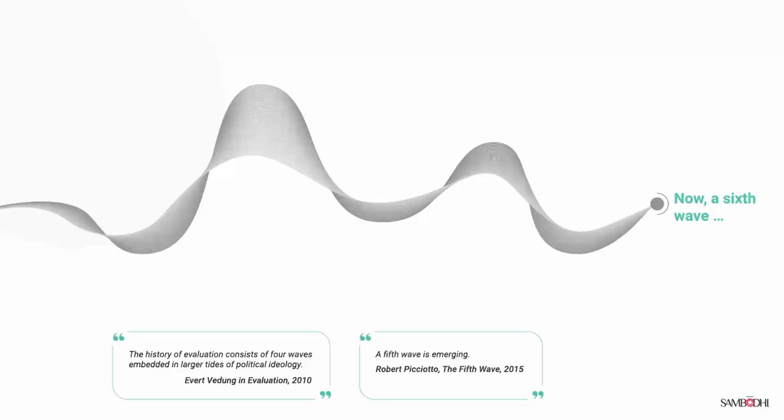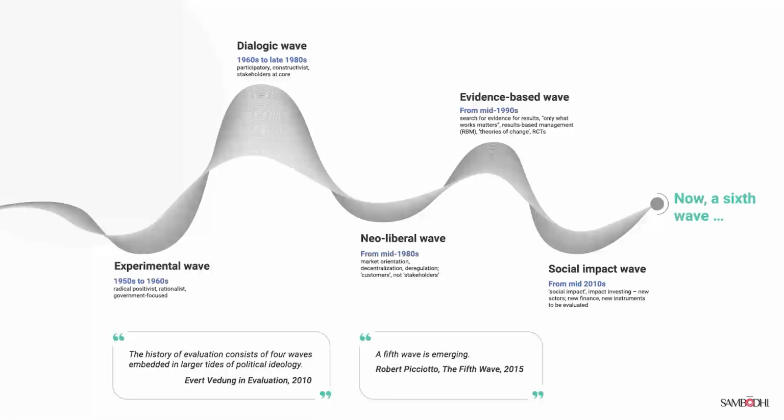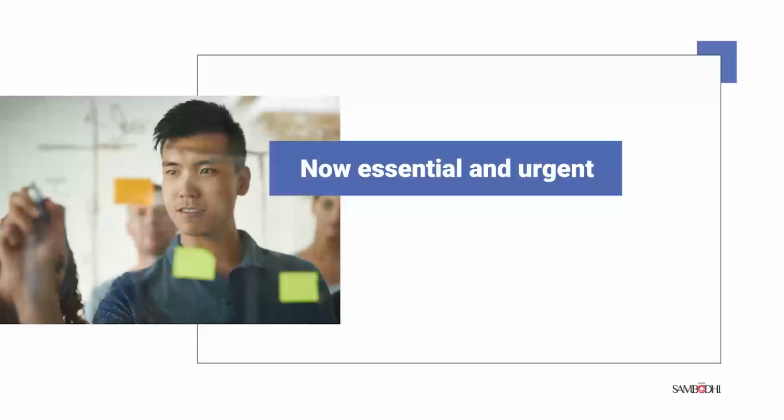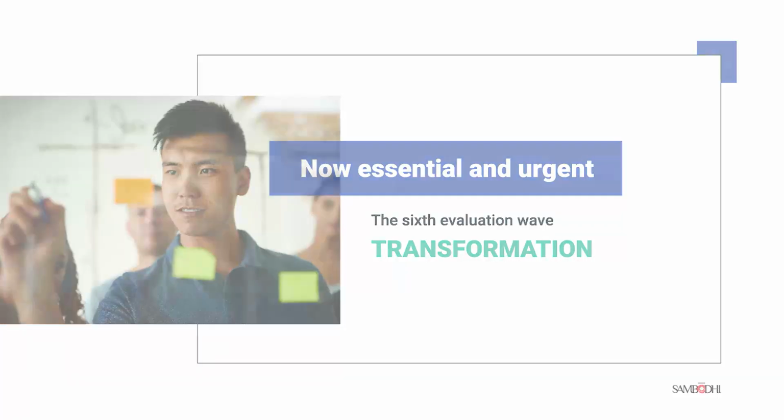Let's take a closer look at the history of evaluation, which 4 waves of political thought have shaped: the experimental wave, the dialogic wave, the neoliberal wave, and the evidence-based wave. Robert Picciotto has also identified a 5th wave, which he calls the social impact wave. But there's one more which has started to emerge prominently, and it's called the transformation wave. Before we can understand the 6th wave, we must talk about the meaning of transformation in the first place.